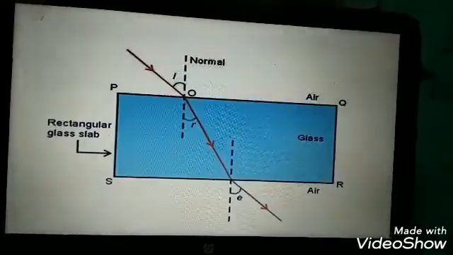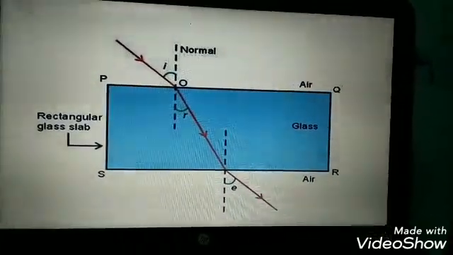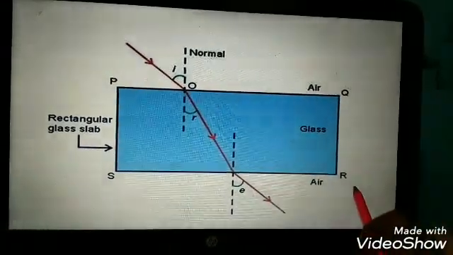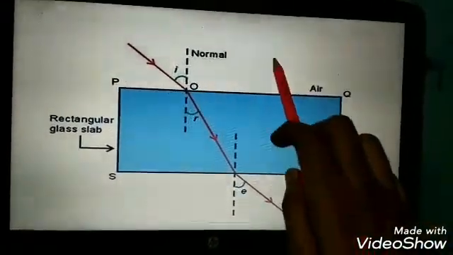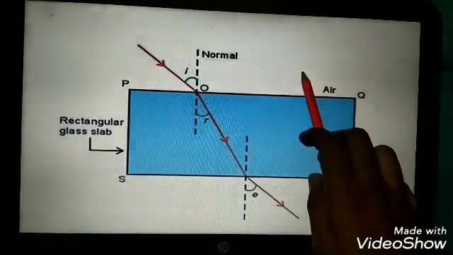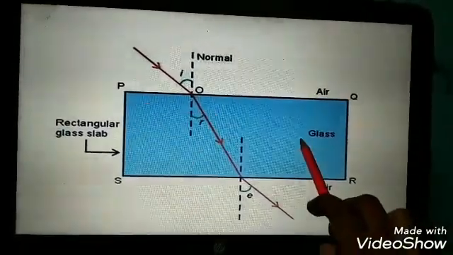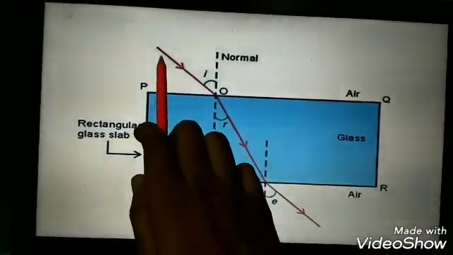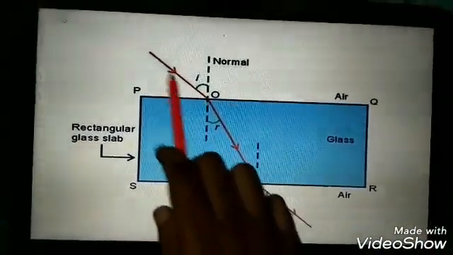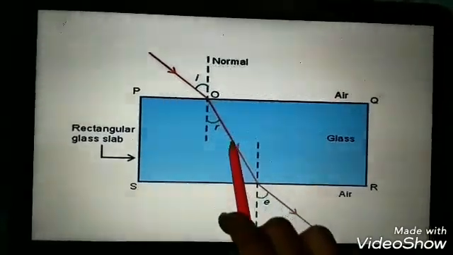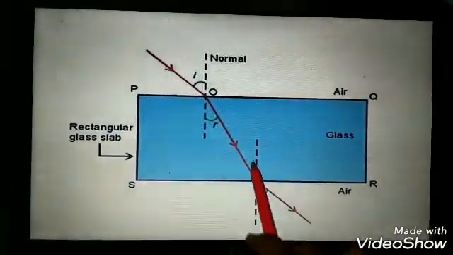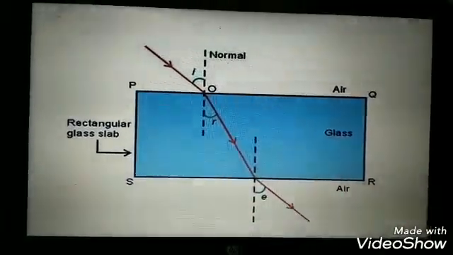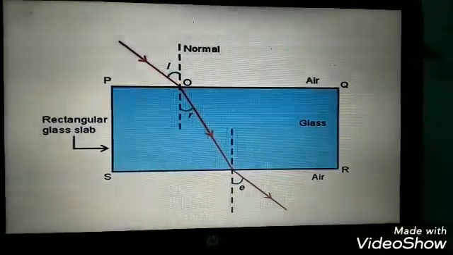Okay, so now to the experiment. This is a very simple rough diagram of a glass slab. PQRS is considered the glass slab, and this is the air, that is the first medium, then glass, and again the air medium. If you observe, this line is your incident ray. Once it enters the glass slab, it undergoes a slight bend and then it emerges outside. Now we shall see the experiment in detail.